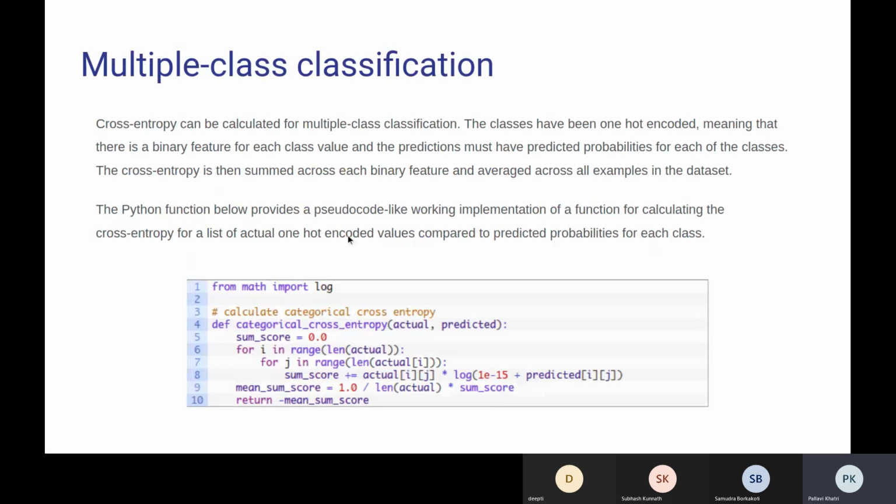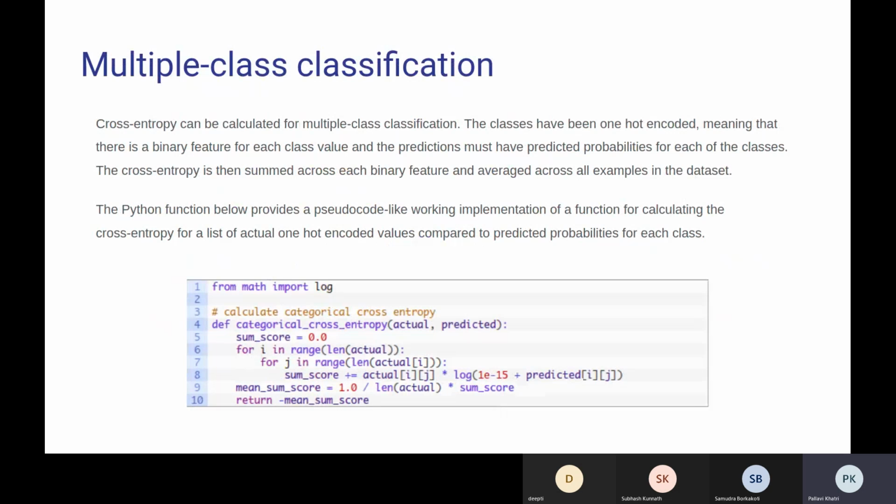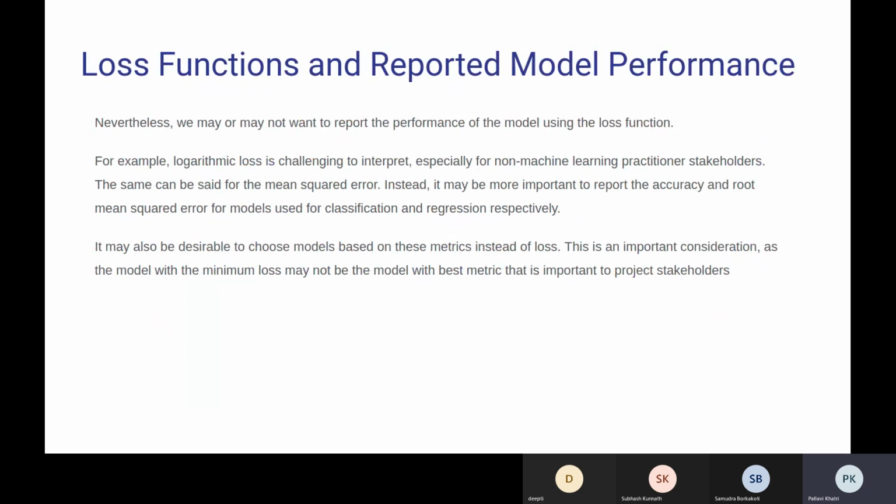In this pseudocode, one more loop comes inside. I have actual i, actual j, and then predicted of i and j. Each entity will have a probability related to each class in a multi-class classification problem. Then the mean sum score formula is the same. Now, loss function and the reported model performance.